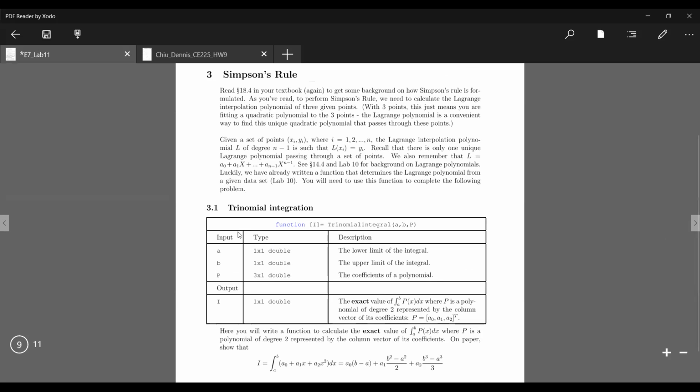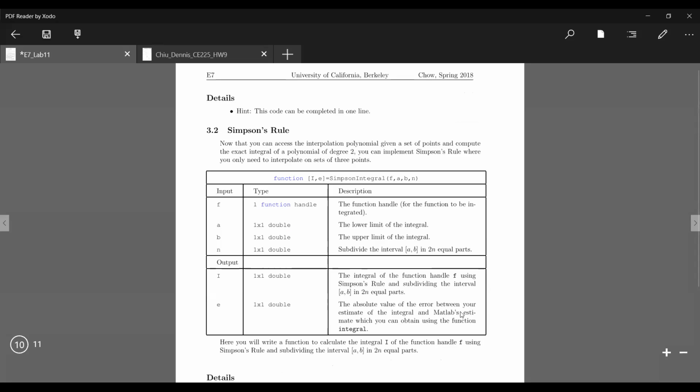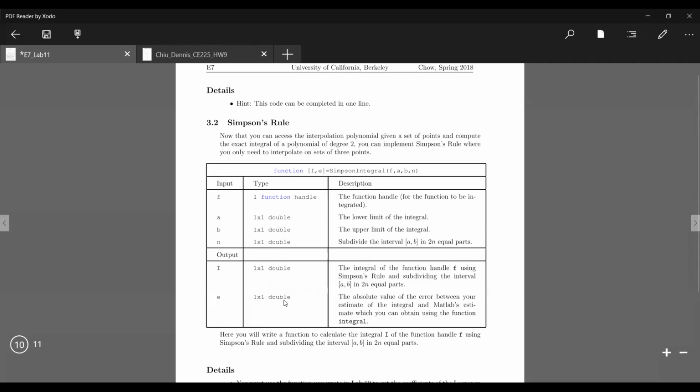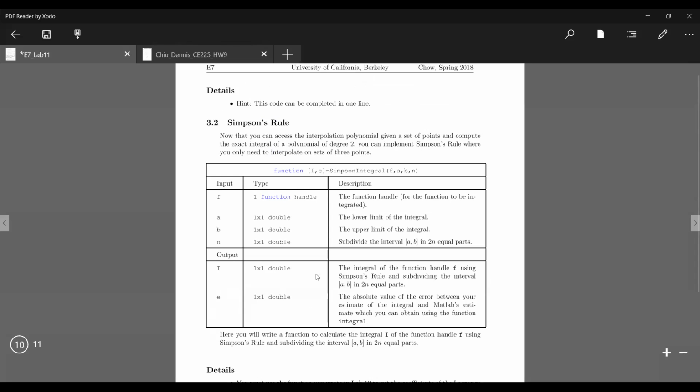Simpson's rule. First of all, 3.1, you can do this in one line. You take this function, like I equals blah, blah, blah, and then you program this. It's like that transcription thing you did in lab 0 or lab 1. One line.